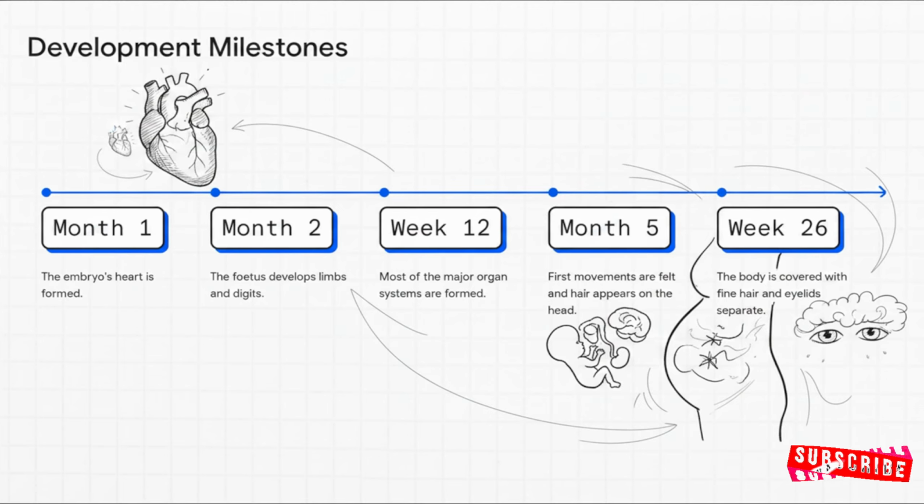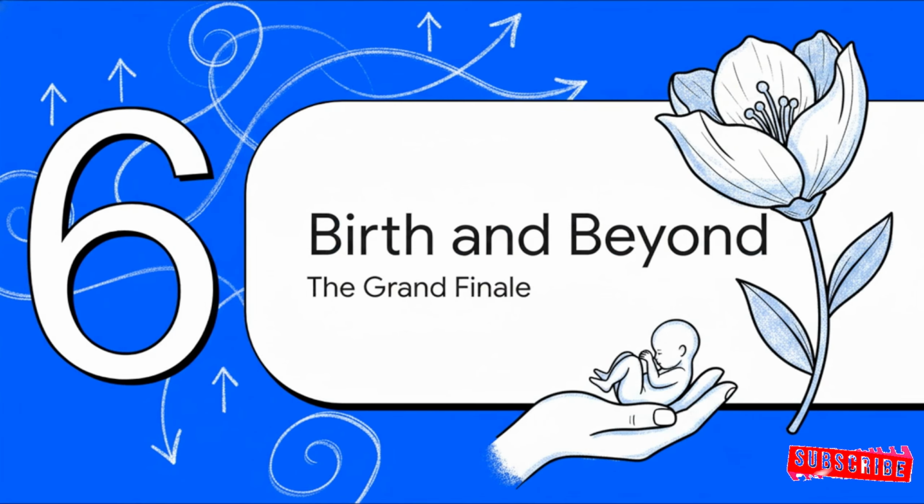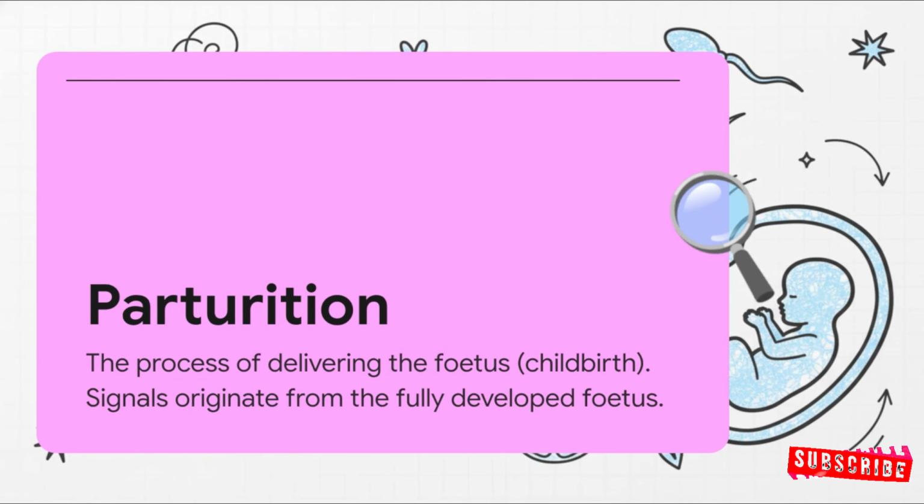Then in the second trimester, you get these other amazing milestones, like the first little movements that can be felt, hair appearing on the head, and eyelids that finally separate. So after about 9 months of this unbelievable growth and development, we finally arrive at the grand finale of the entire journey: birth. The scientific term for childbirth is parturition, and what's really fascinating here is who kicks things off. You might think it's the mother's body that decides, okay, time to go, but the signal to begin actually comes from the fully developed fetus and the placenta. They're the ones that send the first signal, which triggers those initial mild uterine contractions.